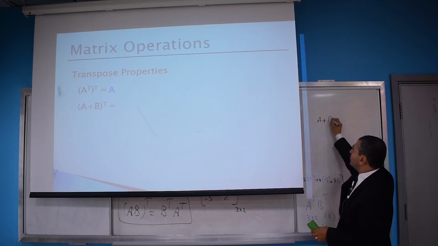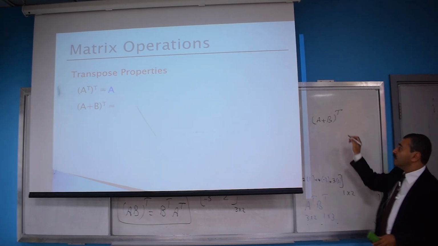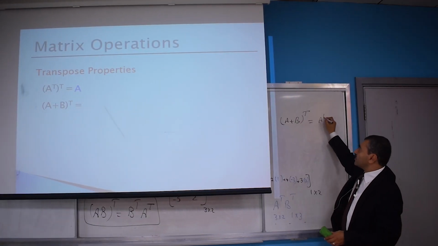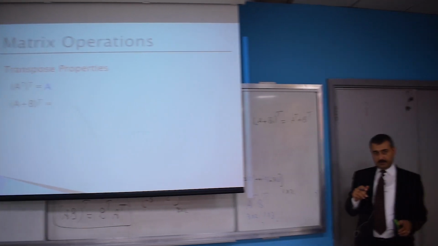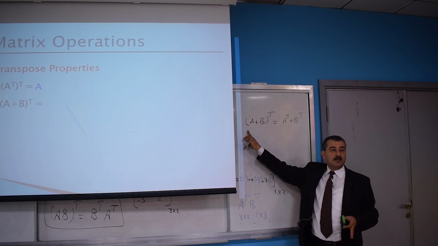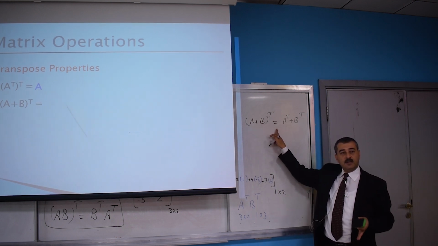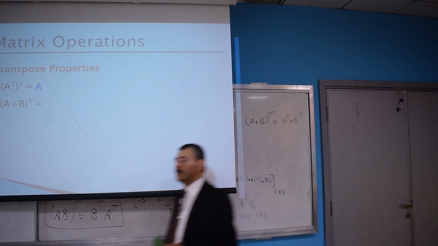I'm going to sum the two matrices and then get the transpose, change the rows and columns. Is this equal to A transpose plus B transpose? Let's say it in words. Here you do the sum and then change the rows and columns. Here I'm going to change the rows and columns first and then do the sum. The same, right?